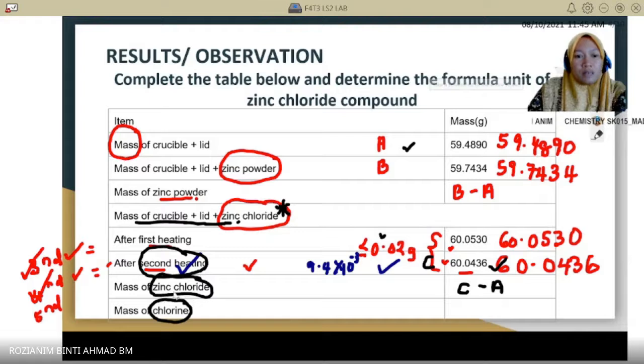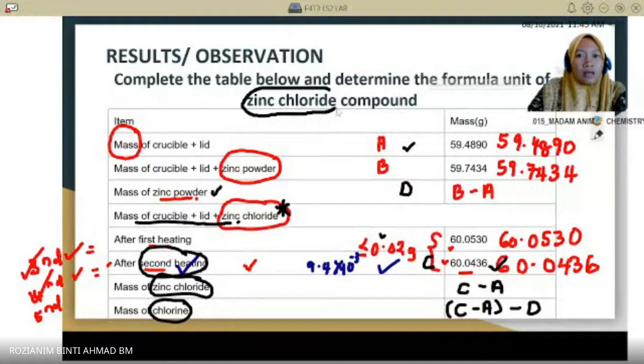So maksudnya mass untuk zinc chloride yang dah kira tadi tolak sahaja dengan zinc powder. So I label sini adalah huruf D. So mean nak dapatkan chlorine adalah data C minus A tadi, nilai dia kita tolakkan sahaja dengan data D. So kamu akan dapat nilai mass of zinc, mass of a chlorine. So target kita adalah empirical formula of a zinc chloride. So kita tahu zinc chloride kita consist zinc dan juga chlorine atom.